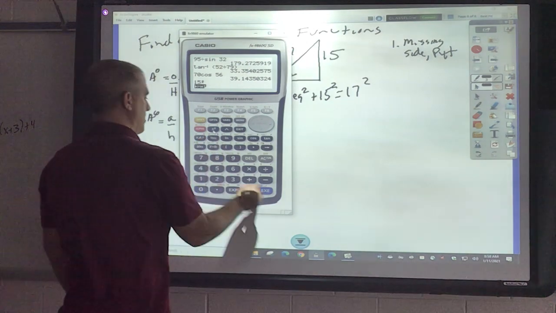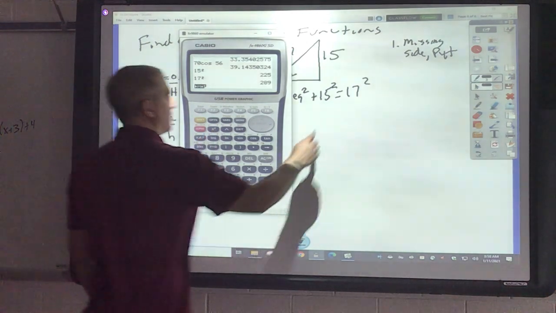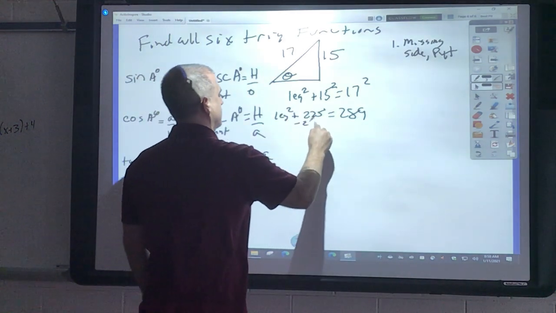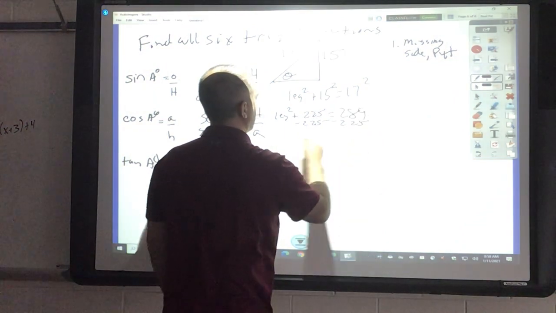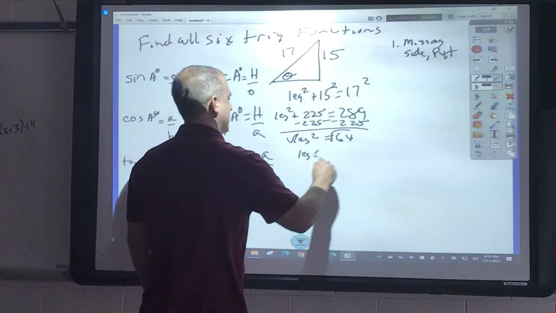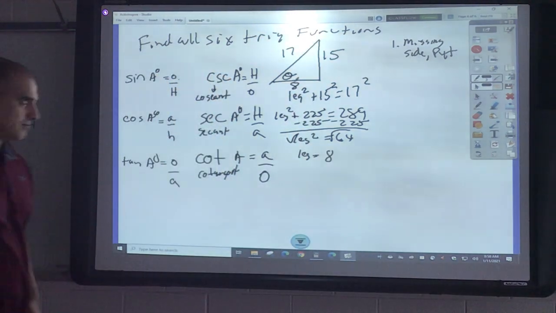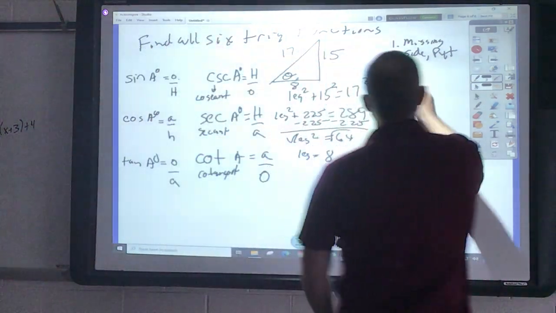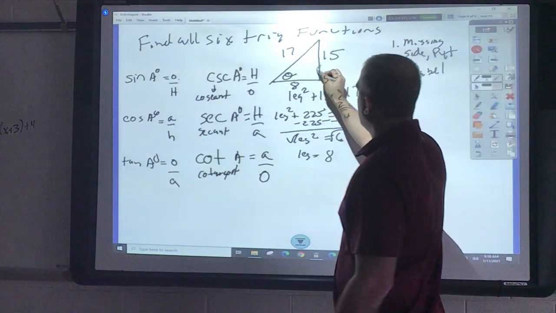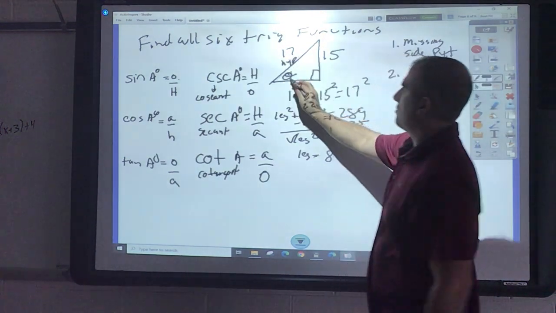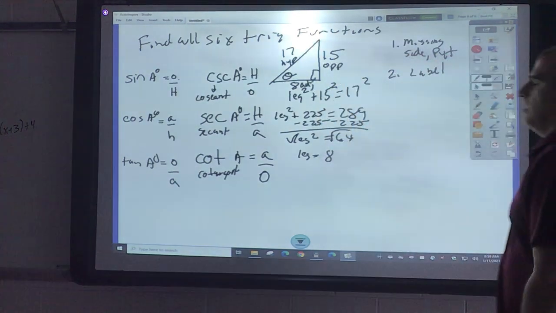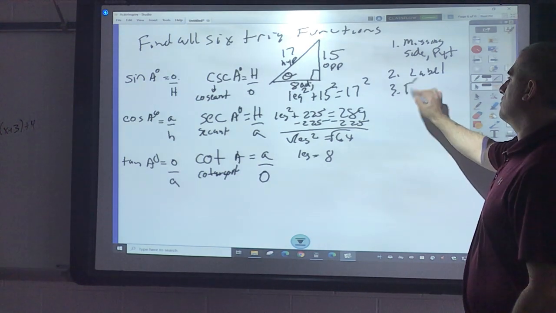So 15 squared, 17 squared, okay, 289, 225. Subtract 225. That, I think, gives you 64. And then you take the square root of that. So the leg is 8. Okay, so that part's 8. What we want to do is label, just like we've done before. So this is my hypotenuse. This is my angle that I'm going off of. So this is the opposite, and this is the adjacent. Okay, and then you just got to find the ratios.